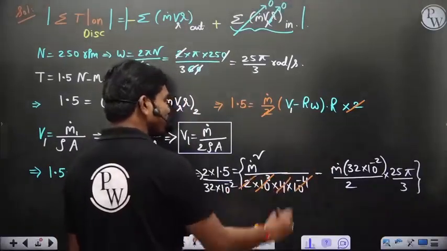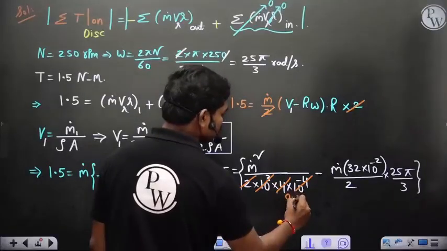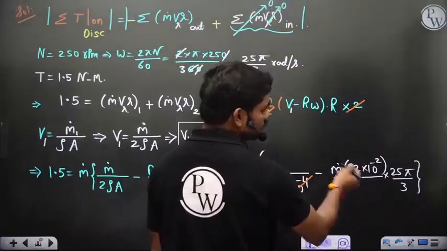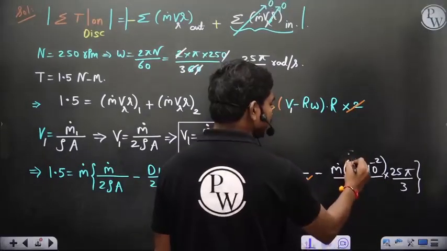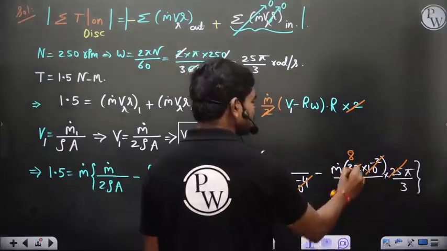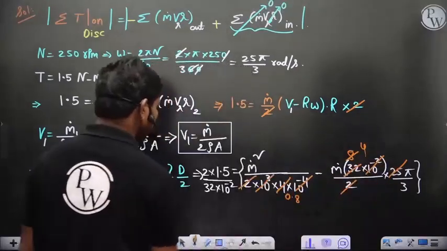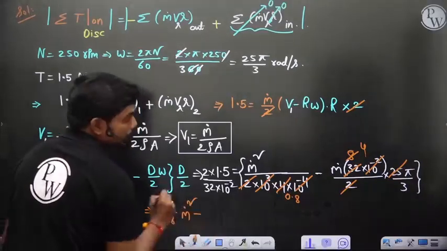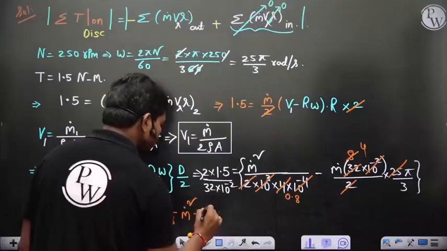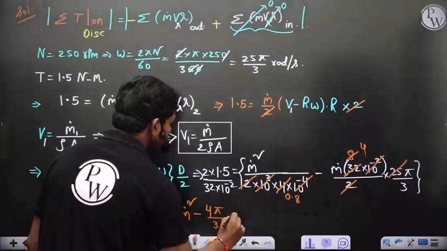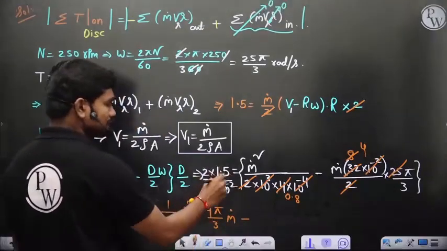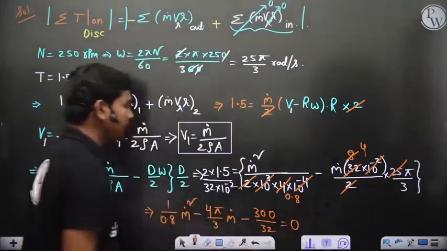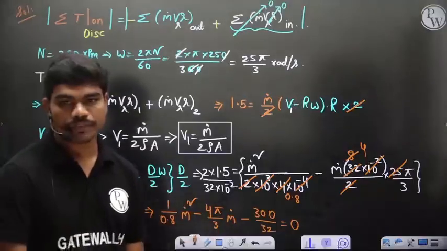So this is like 1 by 0.8, so 0.8 here, and this is something like 25 and 32. So 32 into 25, we can write it as 8, and these two cancel out. So this is 4, so 4 pi by 3. So we'll see something like 1 by 0.8 m dot square minus 4 pi by 3 m dot minus, now let's substitute, this is like 300 by 32, equal to 0. This is the quadratic equation which you can solve, of course. Okay, you can get the value of m dot.